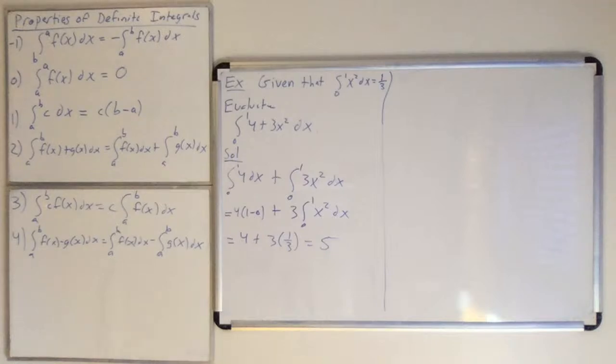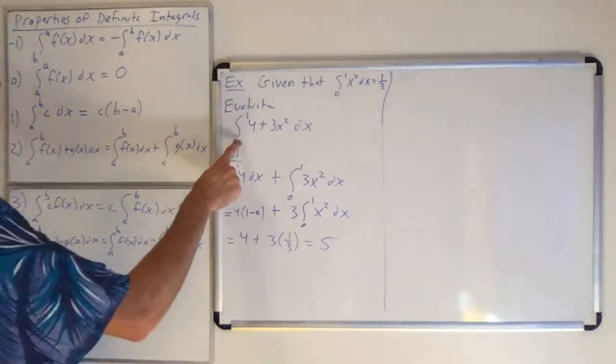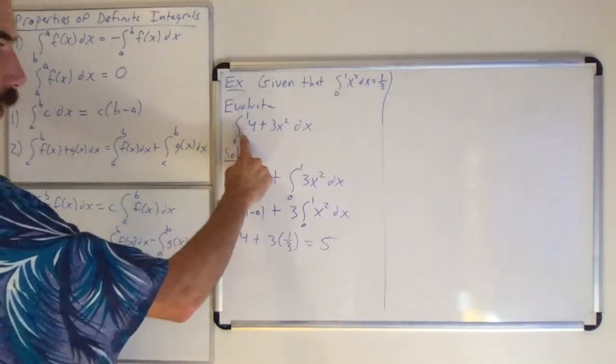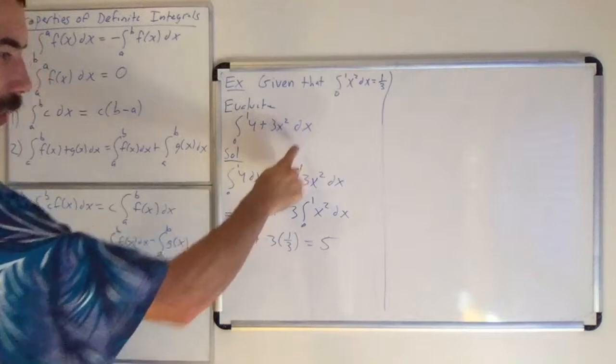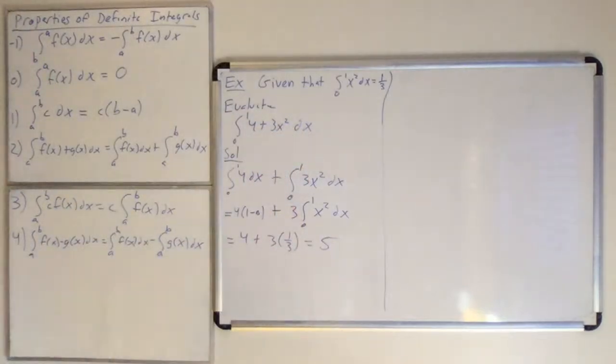So we just showed that the integral from 0 to 1 of this function, 4 plus 3x squared dx, is equal to 5. Any thoughts or questions about this example?